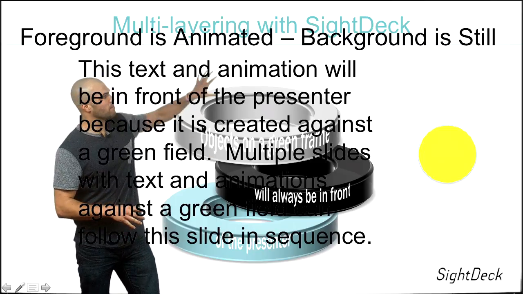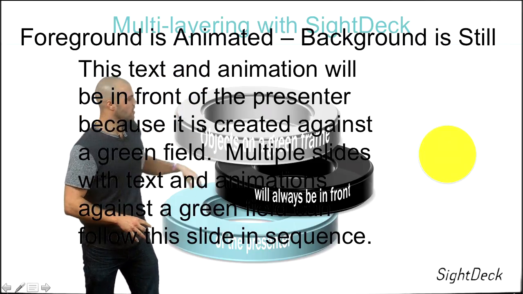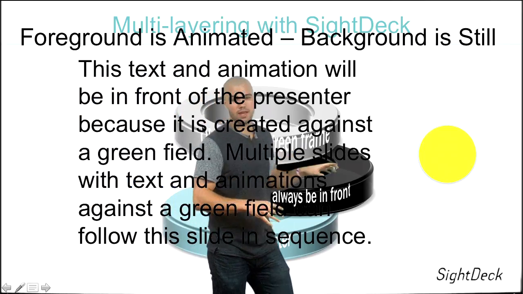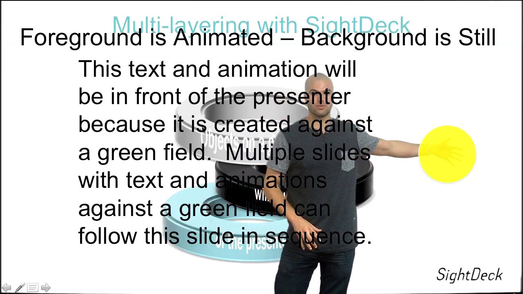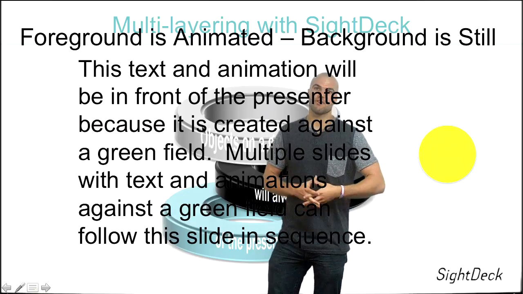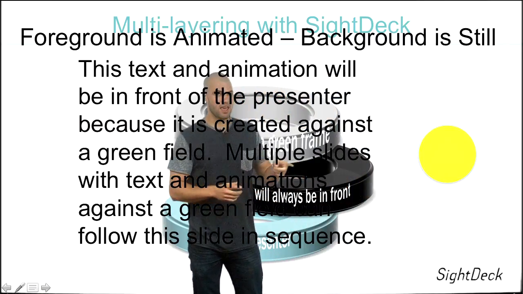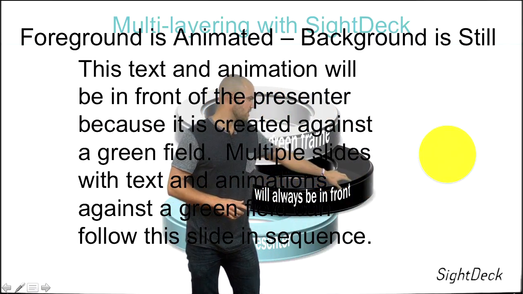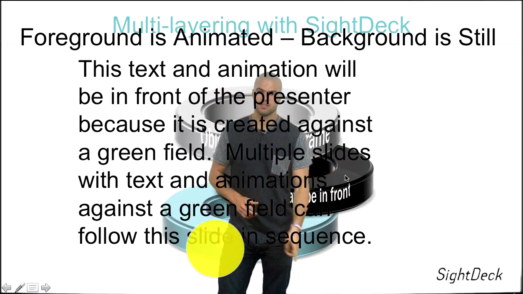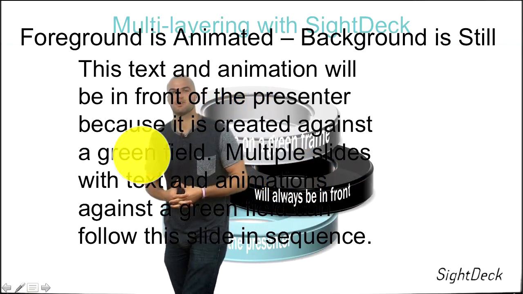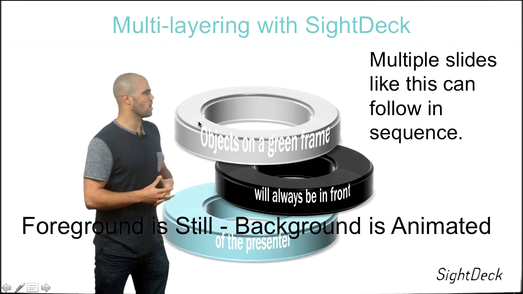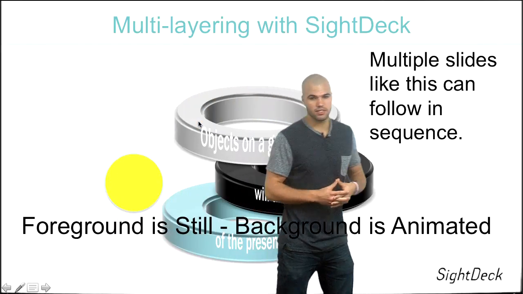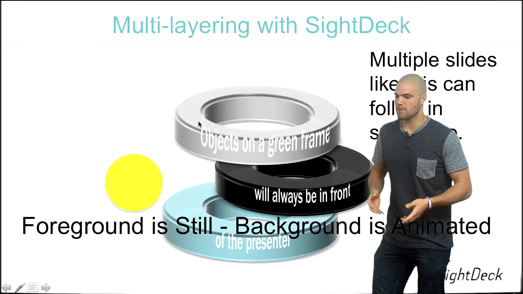Okay, so we captured this white background with these shapes behind me here, but notice that the text and that yellow circle was on green, so it's appearing out in front of me. I said we could animate this because we captured that still foreground. So you see how that object actually comes out in front of me here. So now let's take a look on a still foreground with an animated background.